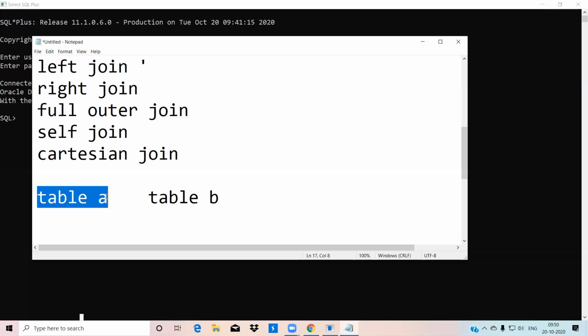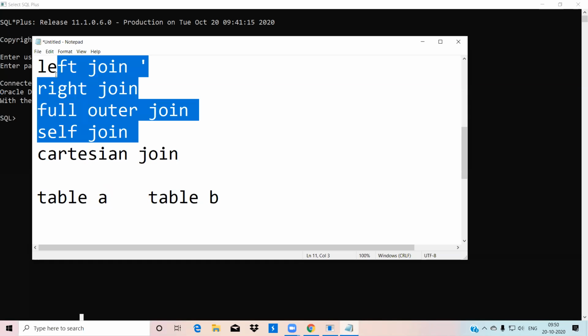So these are the different types of joins. In this we are going to see four types of joins: left, right, full outer join and self join. The Cartesian is not so important, for this reason I have not taken a Cartesian join. So now let us see what this is.